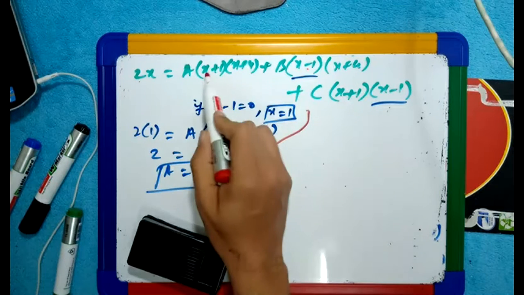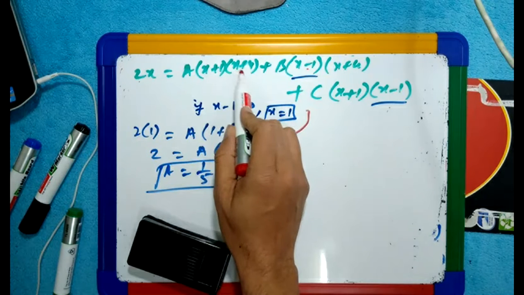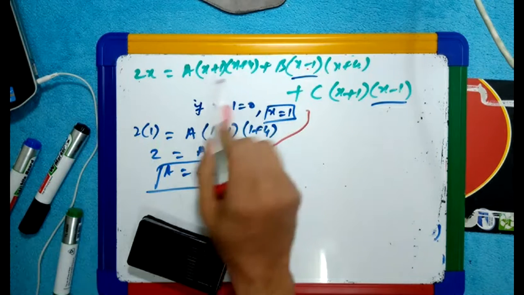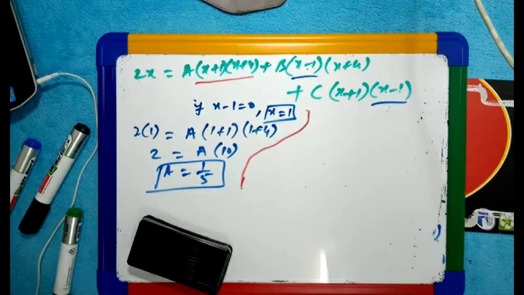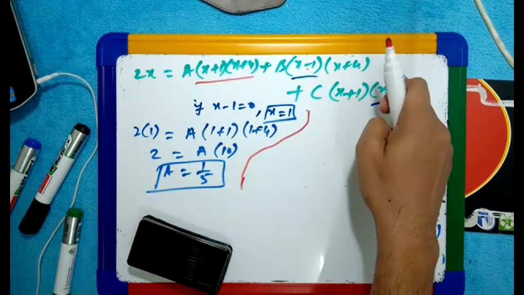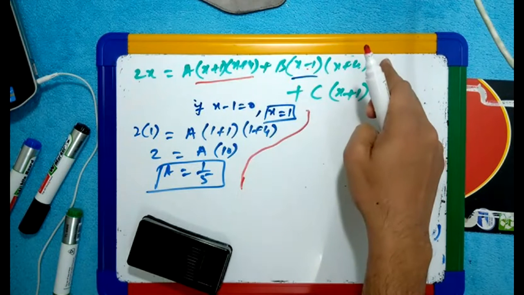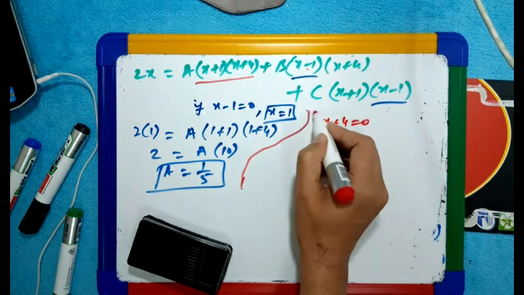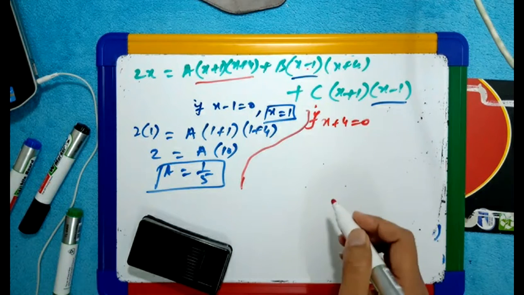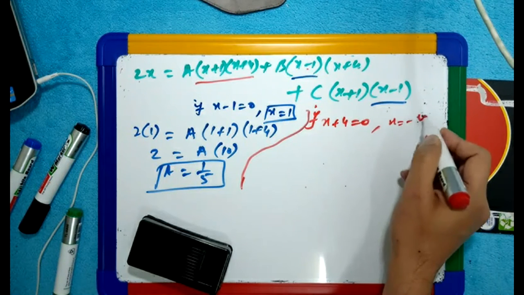Now for the second thing, I will finish x plus 1 and x plus 4. I will make this one 0. If I want to make this one 0, what should I put? You could put minus 4. See, 4 is coming in this and this, in the first and second. So take x plus 4 equal to 0, right? If you take x plus 4 equal to 0, it means x equal to minus 4.